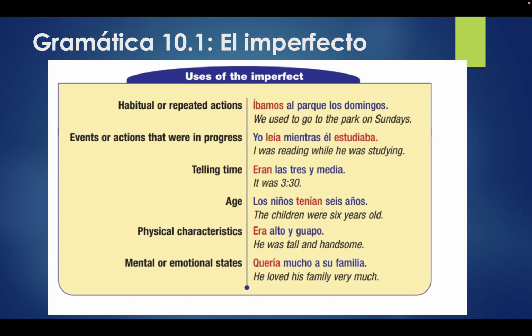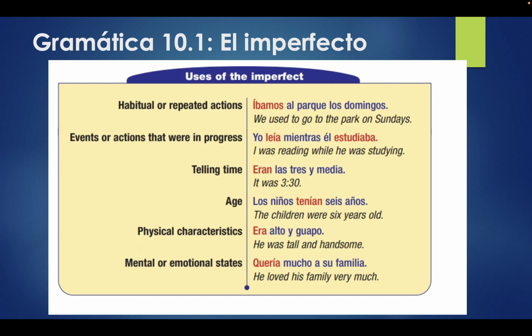For events or actions that were in progress. So yo leía mientras él estudiaba. So I was reading while he was studying. We both had actions that were going on at the same time. Not I read or he studied, which would be preterite, but rather I was reading while he was studying. Simultaneous kind of actions in progress.